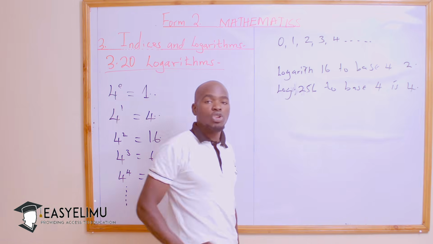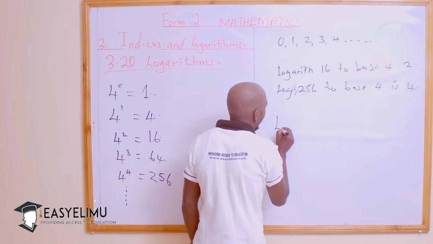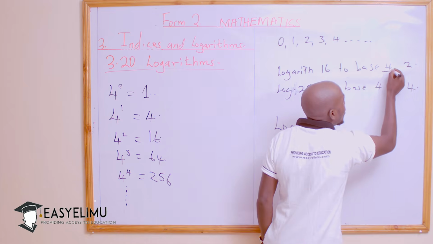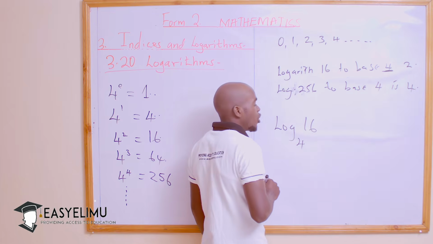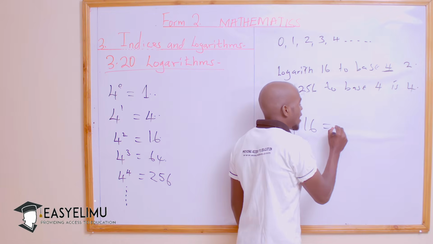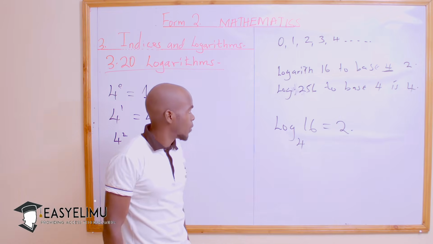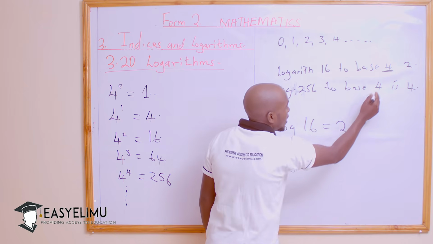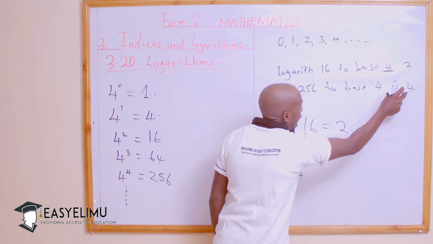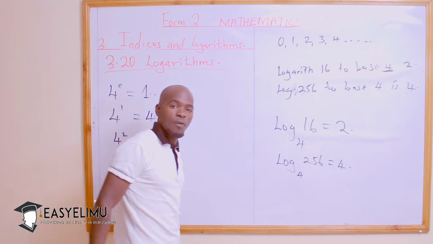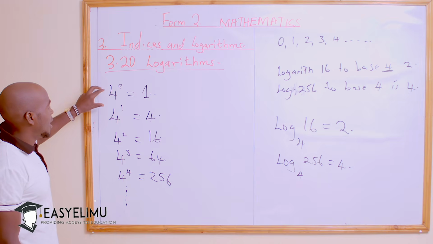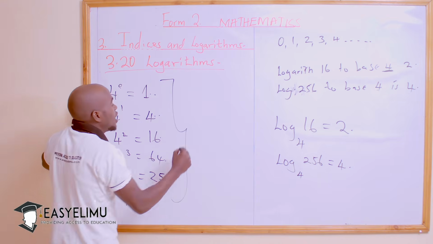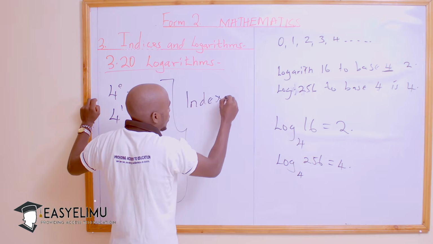We can write that one in short form in the form of log. Now this of 16 will be 16, but we are dealing with the base of 4, so it shall be the base of 4. We shall find the answer is equal to 2. And here we have the logarithm of 256. The same is to the base of 4, and that one will give us the value as 4. Remember, here is what we had. What we have written here, we refer to it as index notation.